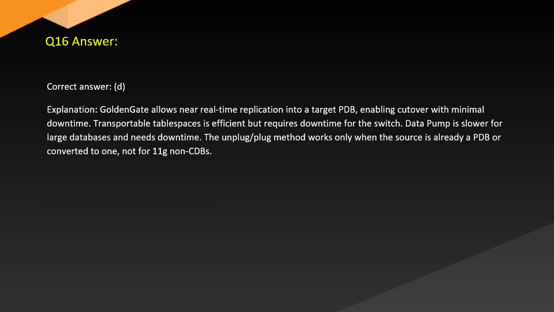Answer. Correct answer: D. Explanation. GoldenGate allows near real-time replication into a target PDB, enabling cutover with minimal downtime. Transportable tablespaces is efficient but requires downtime for the switch. Data Pump is slower for large databases and needs downtime. The unplug method works only when the source is already a 12c CDB, not for 11g non-CDBs.